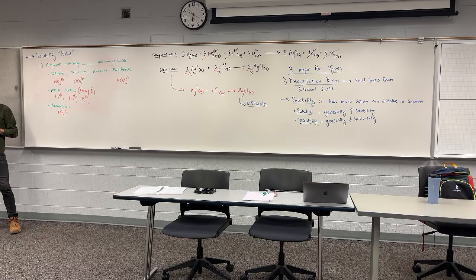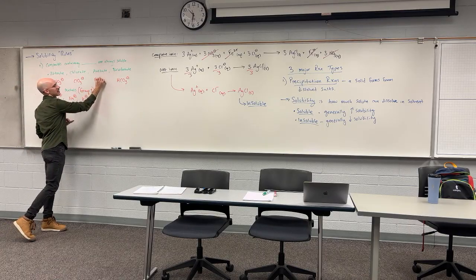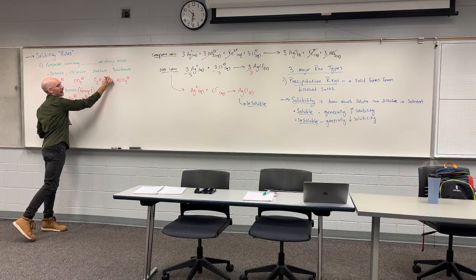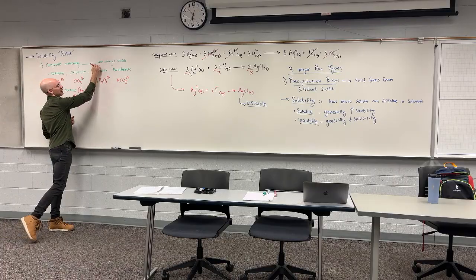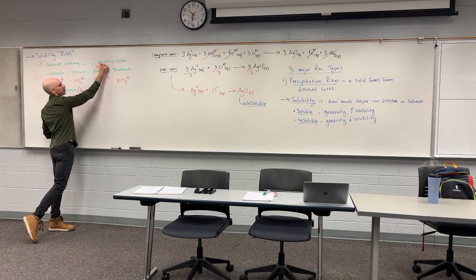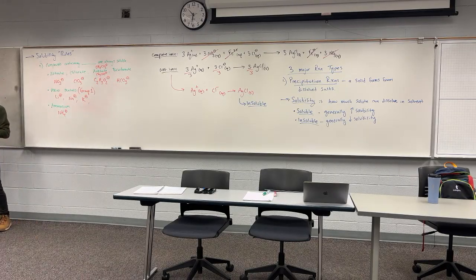Who's got acetate? C2H3O2 minus. Good. I think you can also see acetate written as CH3CO2 minus, or CH3COO minus. You'll see all of those different versions. Good. All right, let's round out the alkali metals.